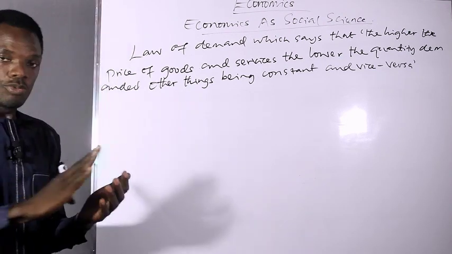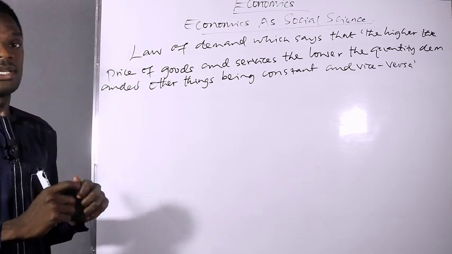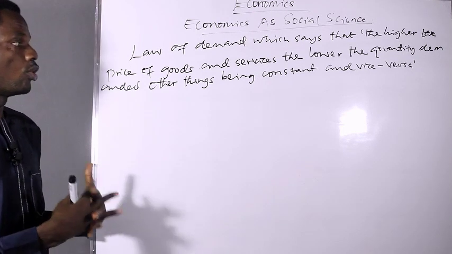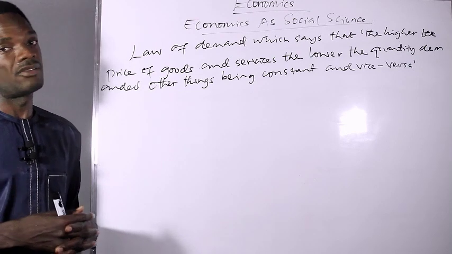Now, we have many laws in economics, among which is the law of demand. The law of demand says that the higher the price of goods and services, the lower the quantity demanded of such goods and services, other things being constant, and vice versa.